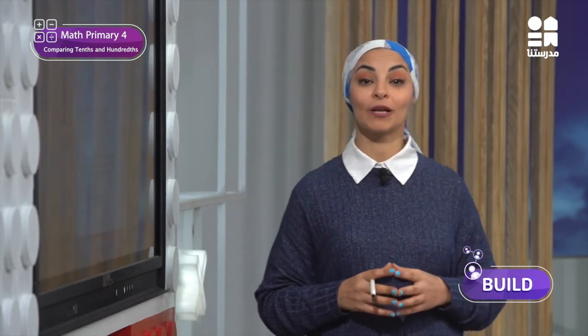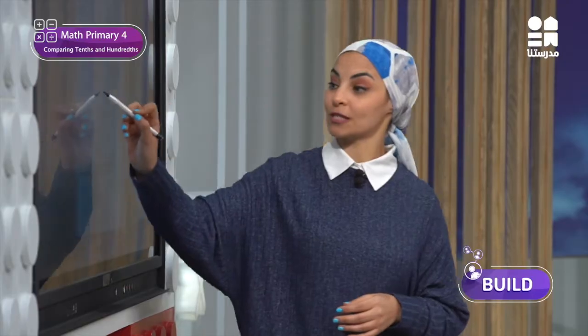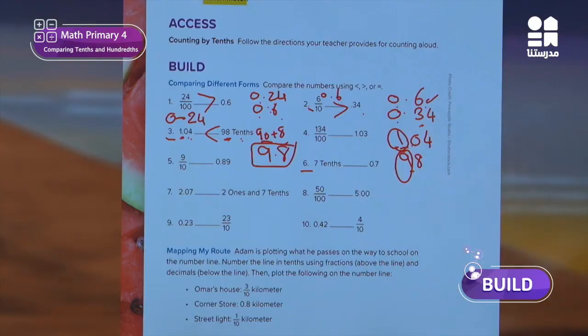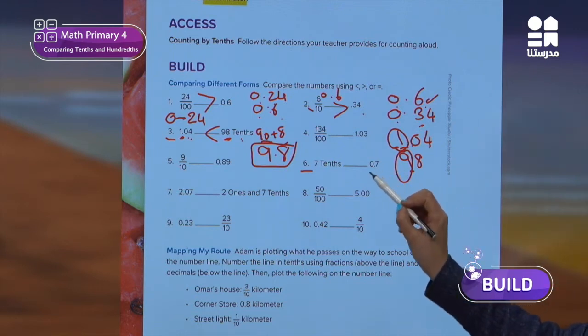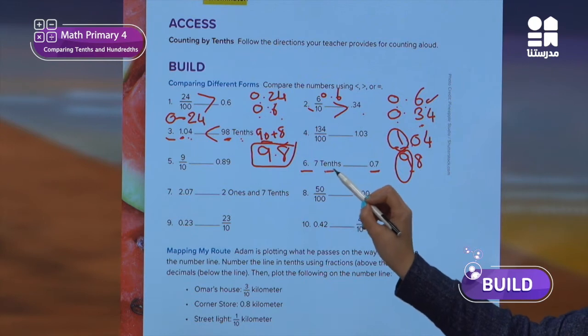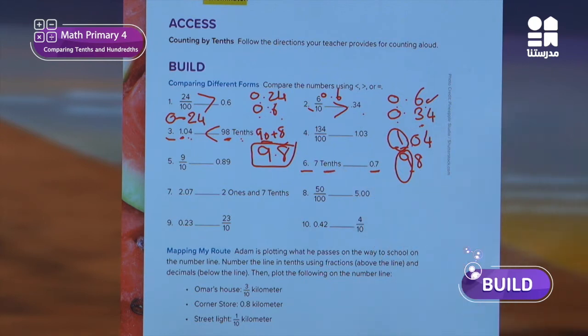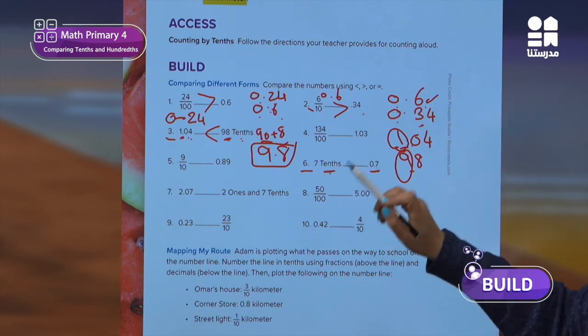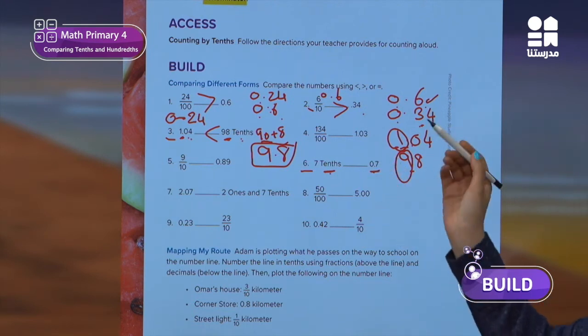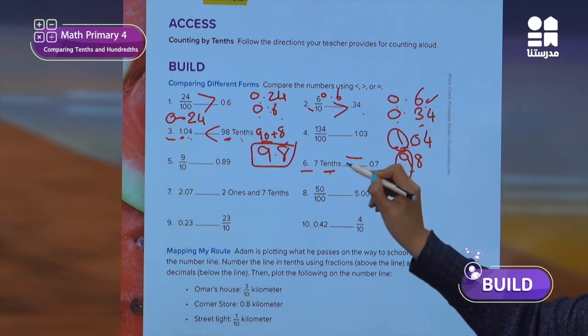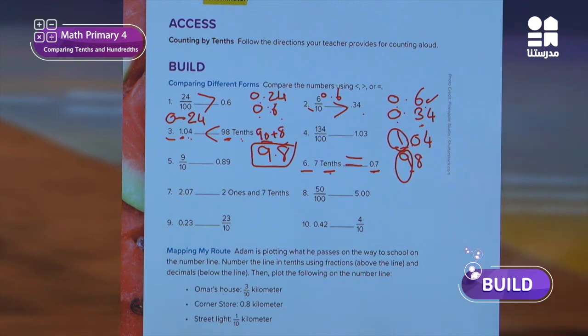Let's take the example in problem number 6. Here you see problem number 6. We have two equivalent fractions. The first number is 0.7. The second number is 7/10. When I read them, I find that 7/10 equals 0.7, which is also 7/10. So I will put the equal sign.